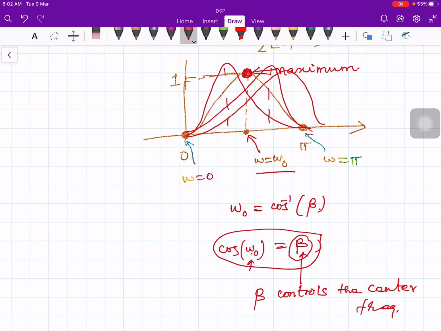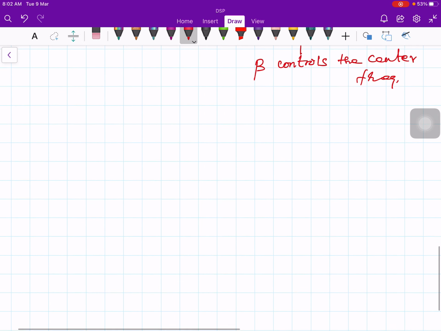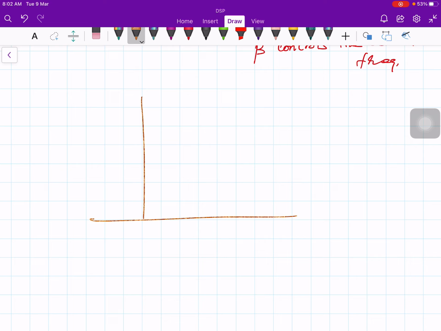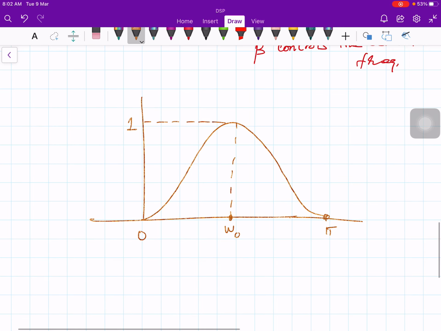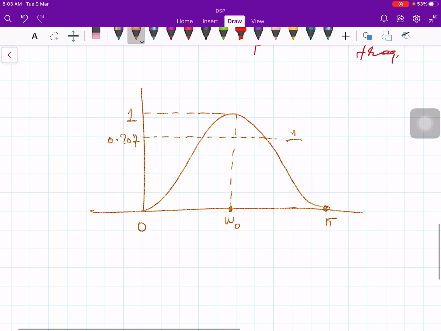What is the value of that center frequency? Pi by 2 in the FIR case. So you have a filter like this, and this is pi, 0. My center frequency is somewhere here, omega naught. Okay, the characteristic would be something like this. And as I said, the maximum value is 1, and the center point is omega naught. And you can find the cutoff frequency, 1 by root 2 times the maximum value, that is, this is 0.707. Okay, or you can say 1 by root 2.